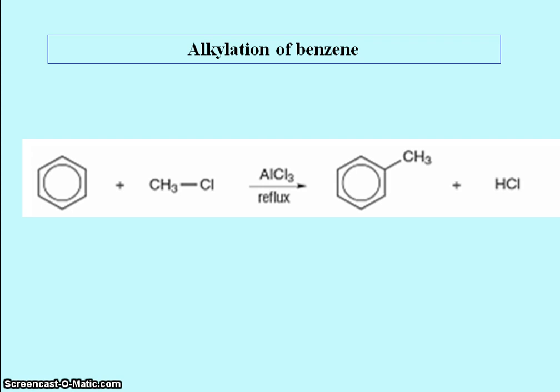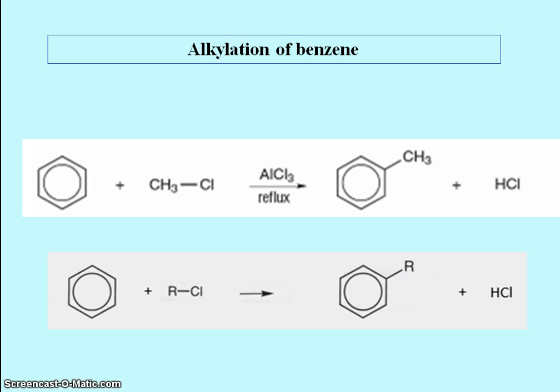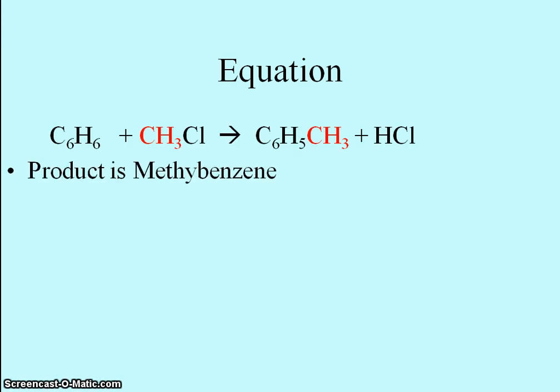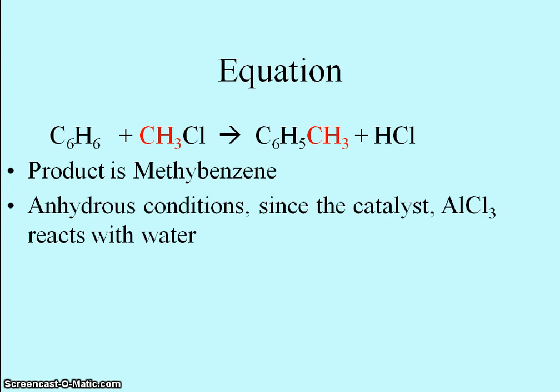So the CH3 group with a positive charge substitutes the benzene ring, giving us methyl benzene, and the general representation for alkylation using the R group. You can see the R group substitutes the ring, and the hydrogen and the chlorine come together as the co-product, hydrogen chloride. So here's the equation again. You can see the product is methyl benzene, the methyl group coming from the 1 carbon halogen chloromethane. Catalyst aluminium chloride reacts with water, so anhydrous conditions have to be used.